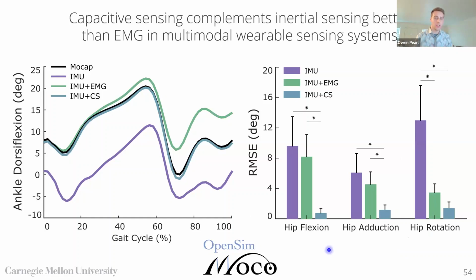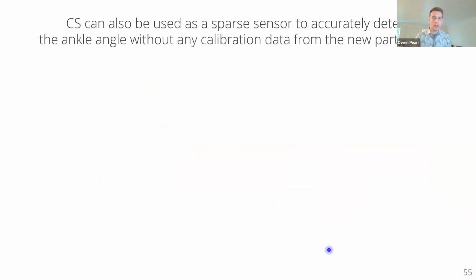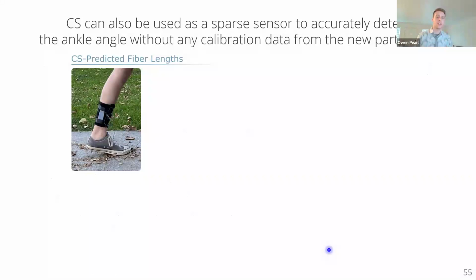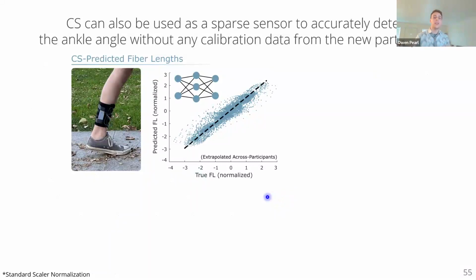So I wanted to ask the question, what if we try to just track one joint angle with a sparse sensor, a single capacitive sensor above the ankle and the shank? One potential application for this could be something like ankle osteoarthritis, which is generally assessed based on the range of motion of the ankle. So if we wanted to do something like this, we can predict an individual's normalized fiber length, and this is normalized with a standard scalar normalization, with just a database of other subjects' data.